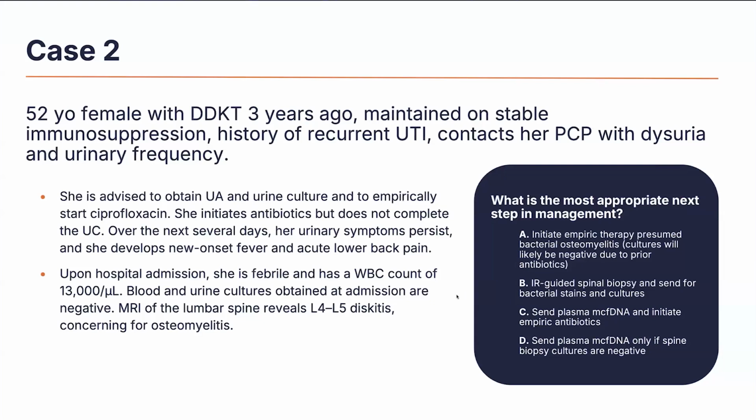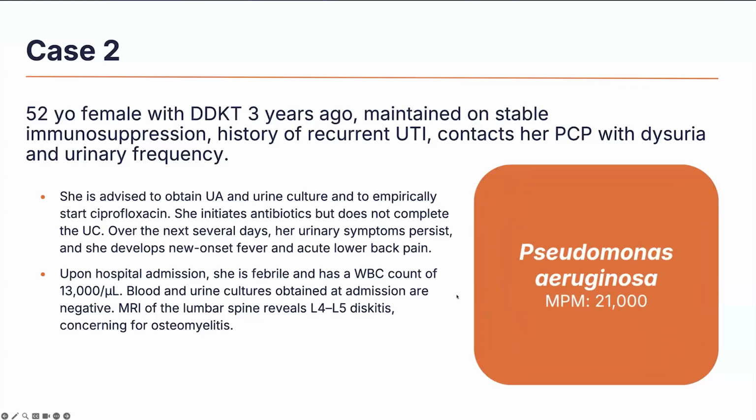So in this particular case, Karius was sent initially because the patient did not want the spine biopsy. And within 48 hours, we found out this patient had Pseudomonas with high MPM. The patient was on ceftriaxone and vancomycin initially, empirically, because Pseudomonas was not detected previously in previous urine cultures, so it wasn't thought about. And once this result came back, the patient was started on meropenem on day 3.